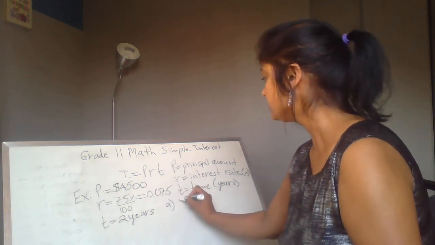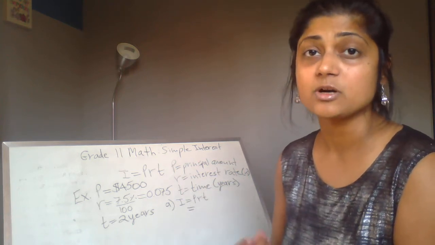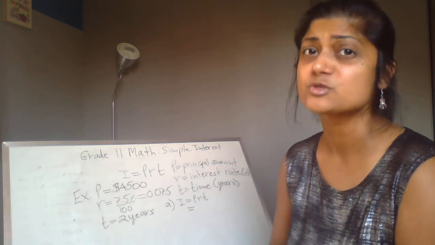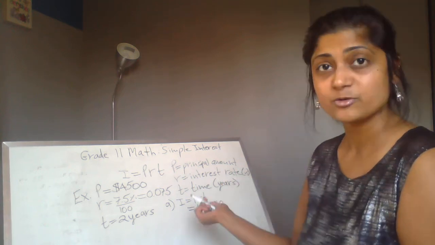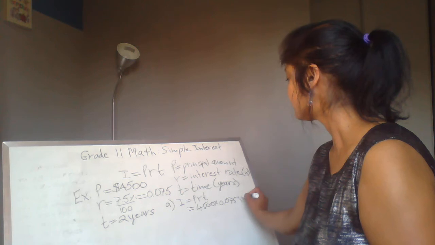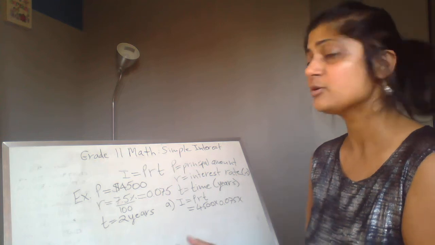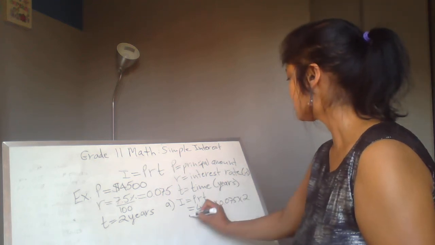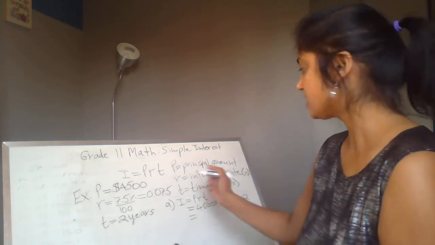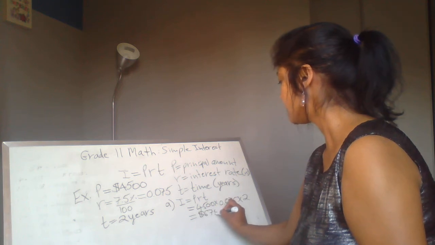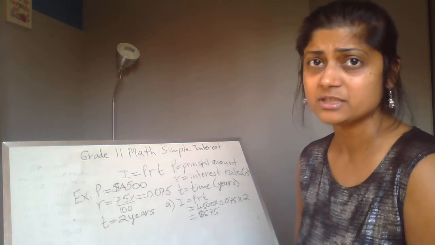This is part A. So I'm going to put I equals PRT. Make sure you are always writing out the formula. There are some teachers who will take off a mark for that. So we're going to do 4,500 times 0.075. Make sure that interest rate is a decimal, not the percentage, or you'll get the wrong answer. And I'm going to multiply this by 2. Just put it in your calculator, and we are getting $675.